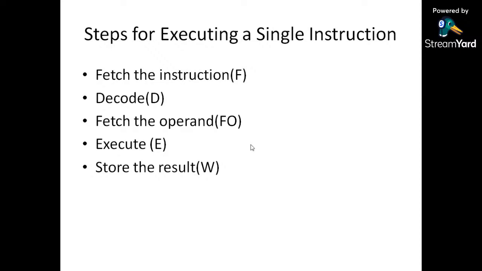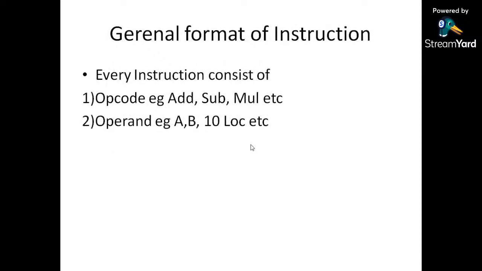Finally, when the execution is over, the result has been generated by the ALU. That result needs to be stored at the destination. Whatever destination is specified in the instruction, we need to store the result at that location. The location of the result could be general purpose registers, or it could be a memory location also.